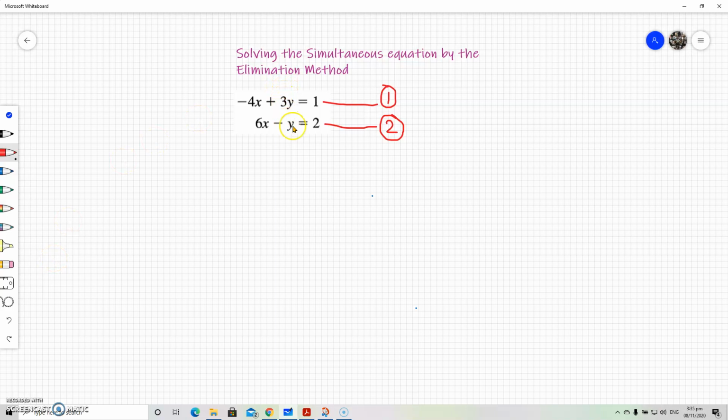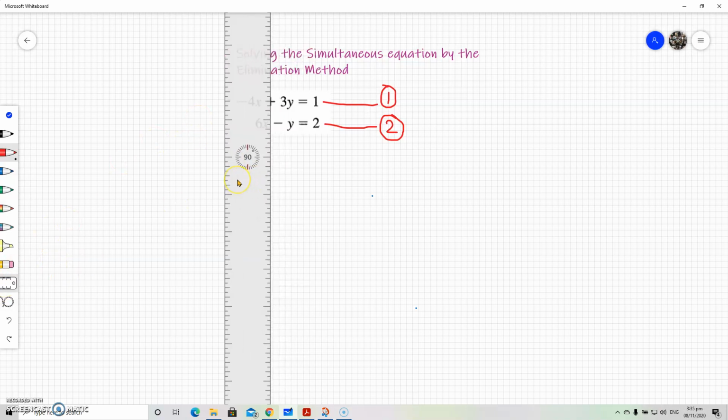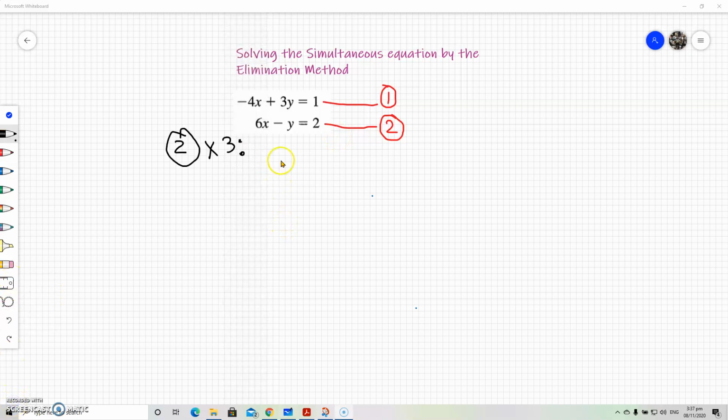In such a case like this, it might make more sense to take equation 2 and multiply by 3. And then you're going to get 3y, and minus 3y down here. So let's take equation 2 and multiply by 3. Everything in equation 2 is multiplied by 3.